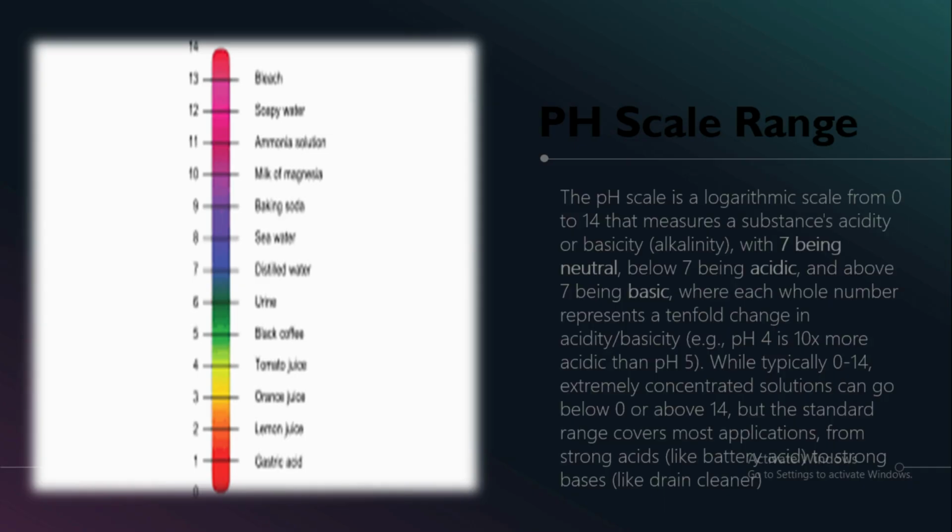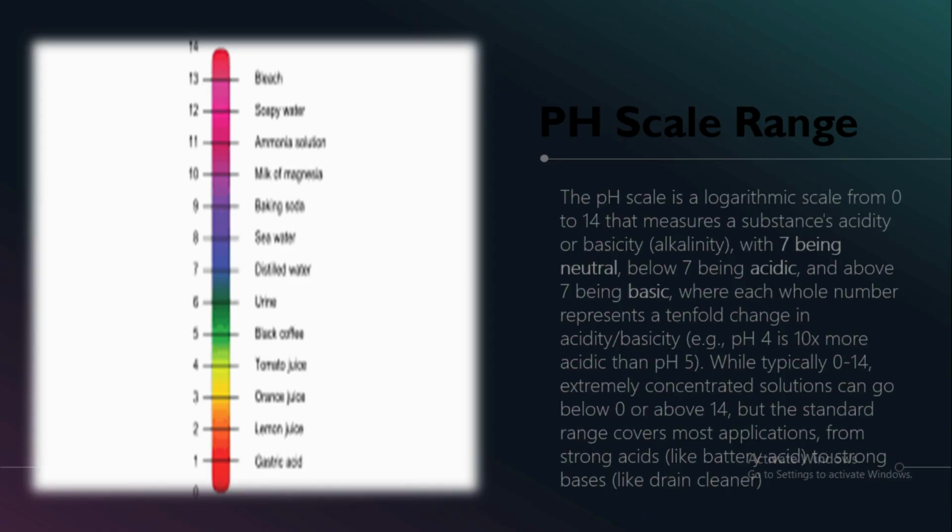The pH scale is a logarithmic scale from 0 to 14 that measures a substance's acidity or basicity, which we call alkalinity, with 7 being neutral. So below 7 is acidic and above 7 is basic, where each whole number represents a tenfold change in acidity or basicity.